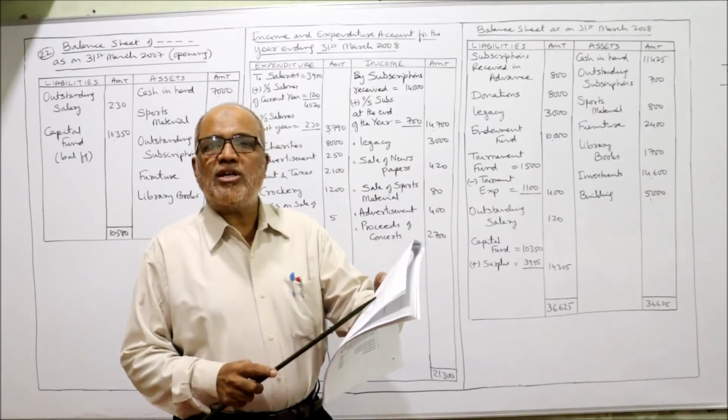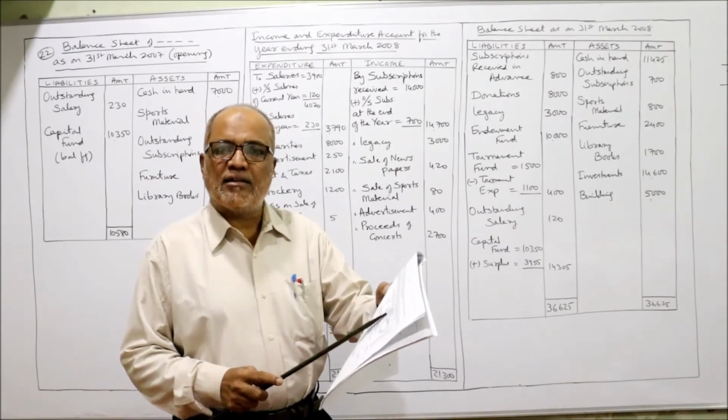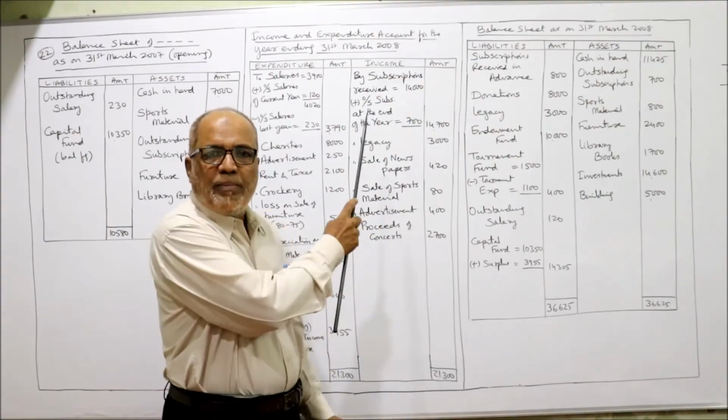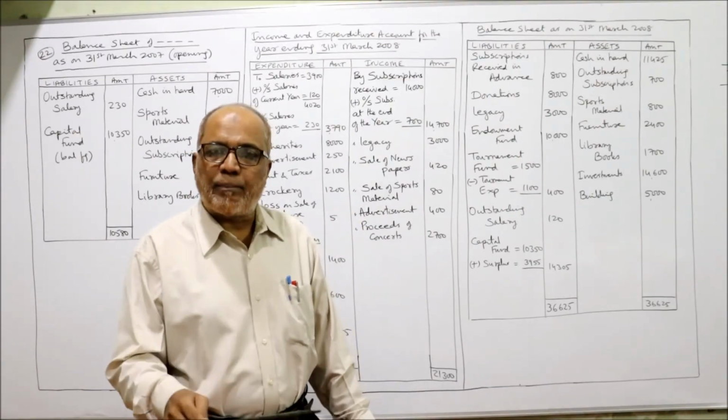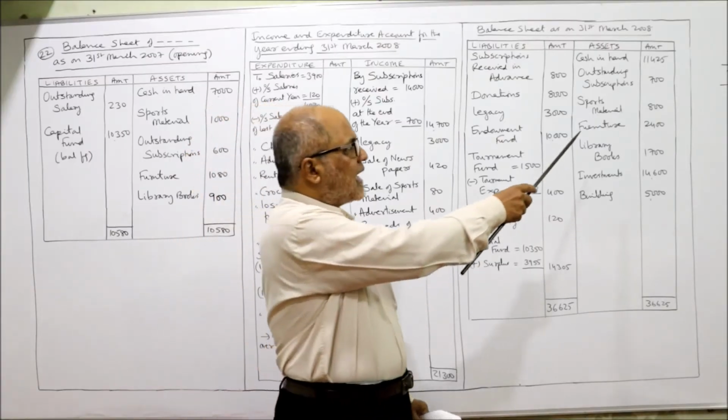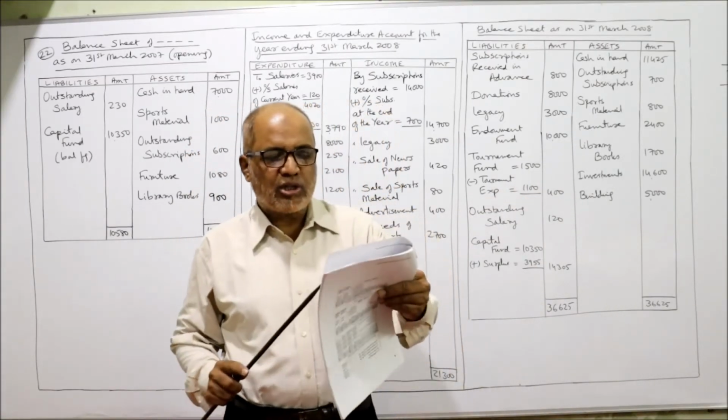Furniture. Furniture is purchase of furniture, asset side. This furniture purchase will not be taken in income and expenditure account. Furniture purchased is a capital expenditure. It will be taken on the asset side of the balance sheet.